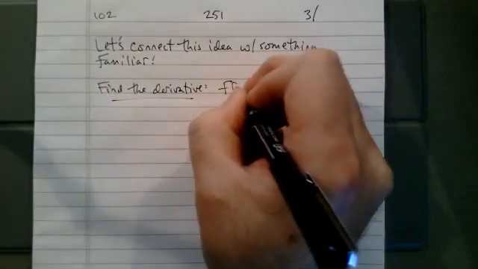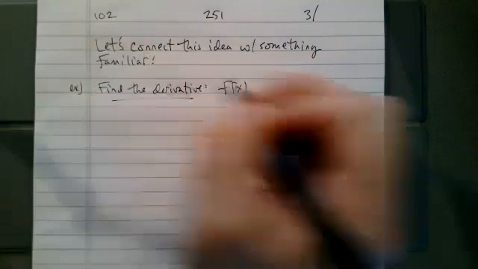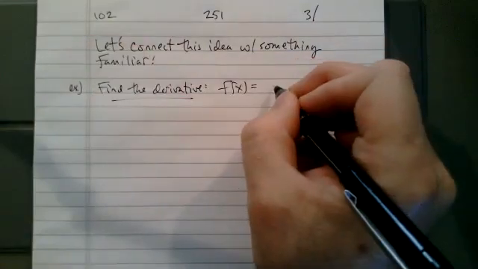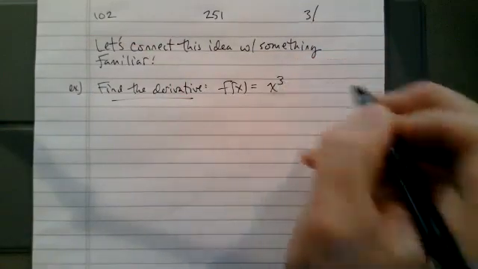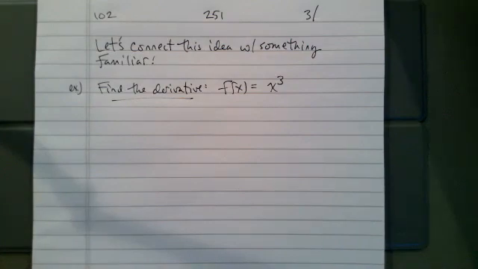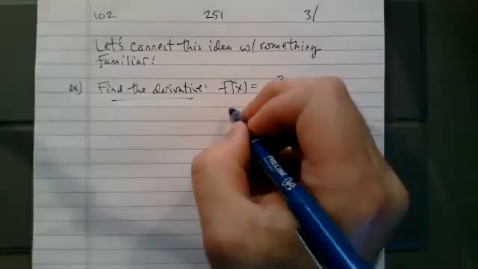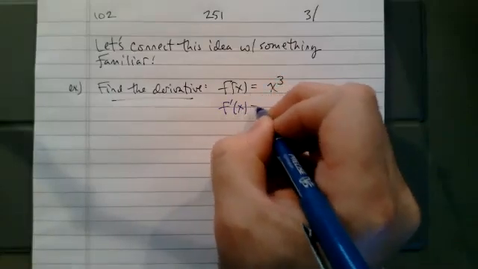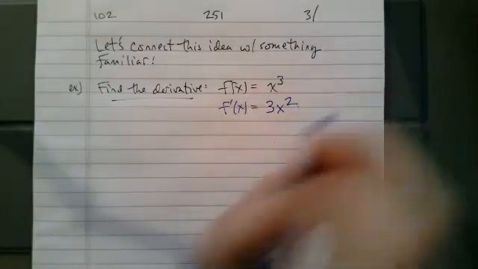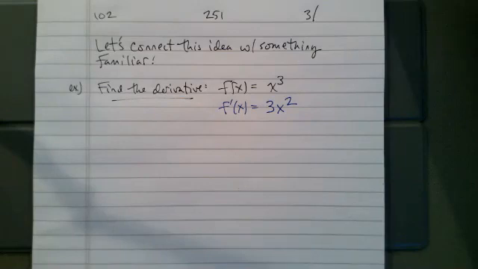Let's say f of x. Let's just do this example. Find the derivative. F of x is equal to x cubed. What's the derivative of f of x, if f of x is x cubed? 3x squared. F prime of x is 3x squared. nx to the n minus 1. Multiply the exponent by the exponent, subtract 1 from the exponent. So we need to learn to play this game in reverse.